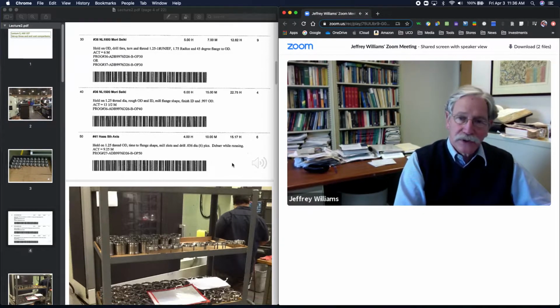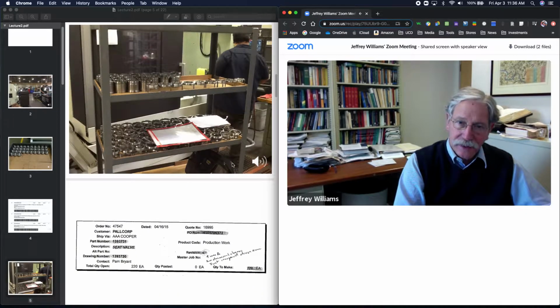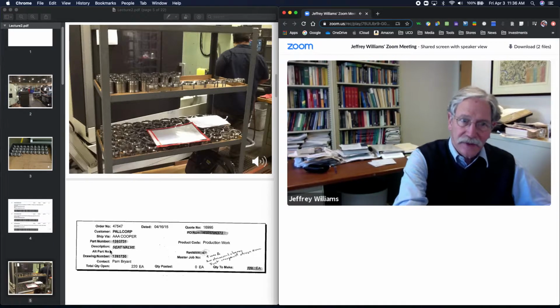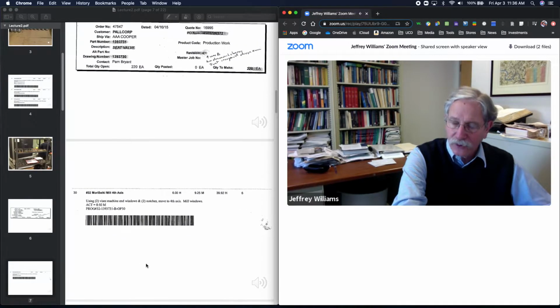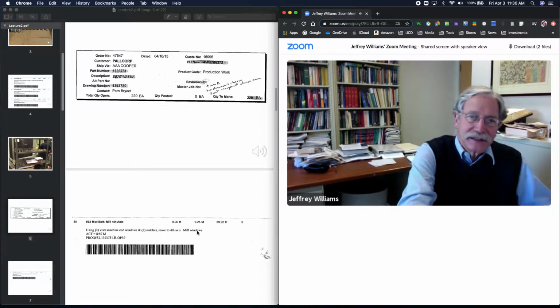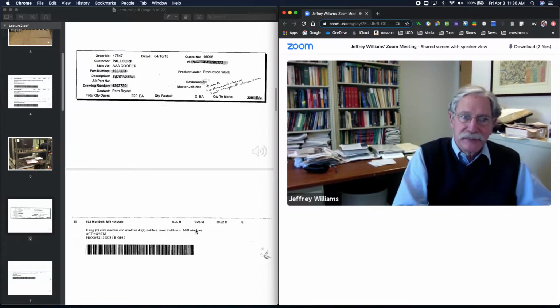Here was another part we looked at the other day, a rather complicated one. This is a production run of 220 of this particular seat valve for Paul Corporation. And the particular place where it was working, machine number 32, the setup time was 6 hours, and the run time was 9 minutes and 20 and a quarter of a minute. I think it's not seconds there, but fractions of a minute, and it's using that particular program.